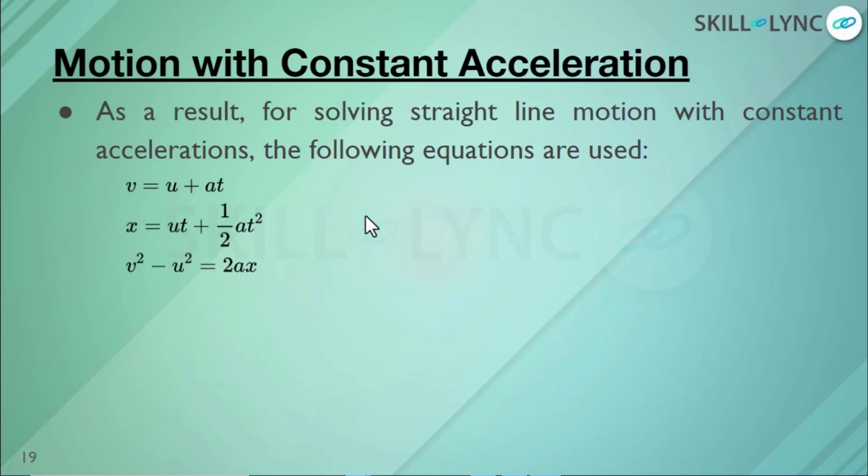To the second session. What we have learned in the first session was the motion within constant acceleration of an object. There, we get to know about the three equations that are really useful in solving numericals. The first equation was v = u + at. The second equation was x = ut + half at square. The third equation was v square minus u square = 2ax.